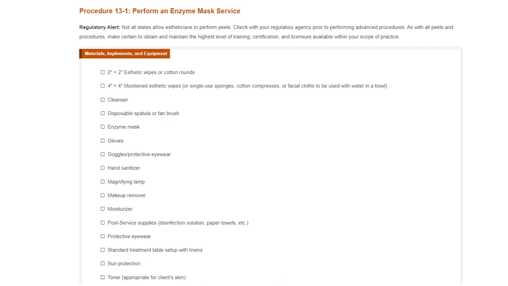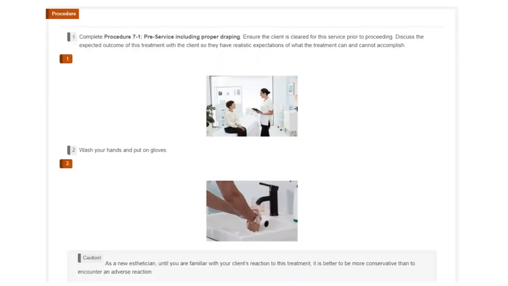Goggles/protective eyewear. Hand sanitizer. Magnifying lamp. Makeup remover. Moisturizer. Post-service supplies, disinfection solution, paper towels, etc. Protective eyewear. Standard treatment table setup with linens. Sun protection. Toner, appropriate for client's skin.